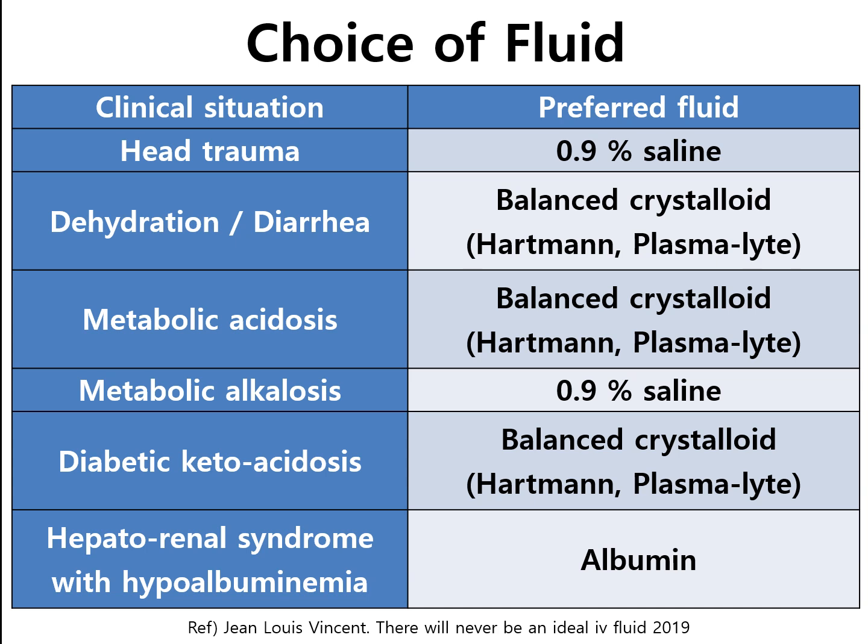Saline may be preferred in certain clinical situations, such as head trauma or metabolic alkalosis. Balanced crystalloids are preferred for dehydration, diarrhea, metabolic acidosis, and diabetic ketoacidosis. Albumin may be considered in hepatorenal syndrome with hypoalbuminemia.